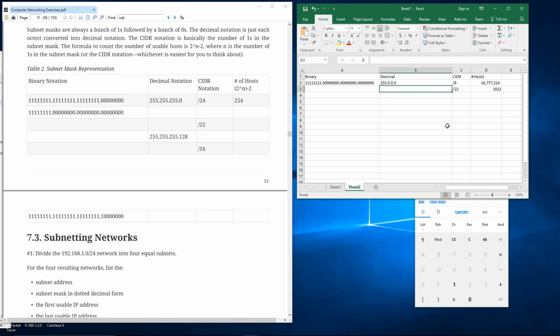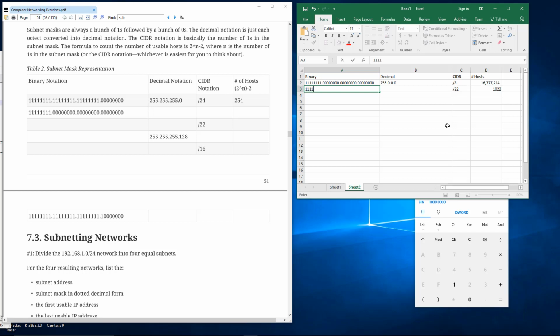/22 might be a good subnet mask to use. Okay, going right from CIDR to decimal might be tricky. So here's what I'm going to do. I'm going to do my binary first. So I need 22 ones.